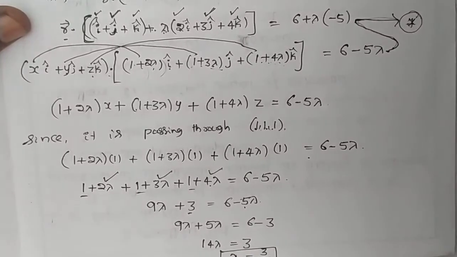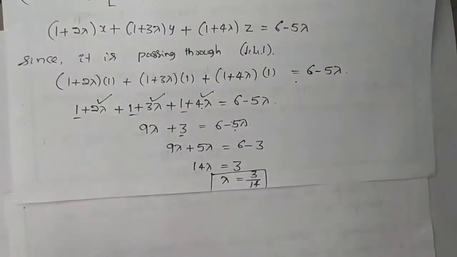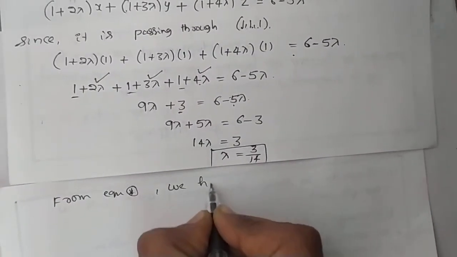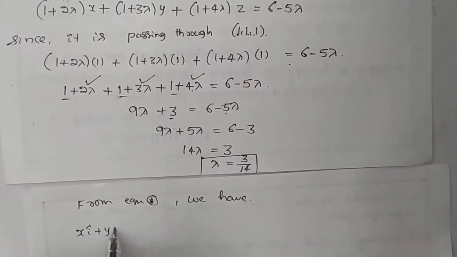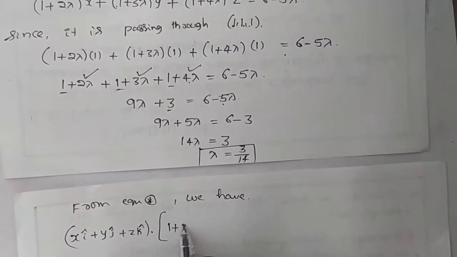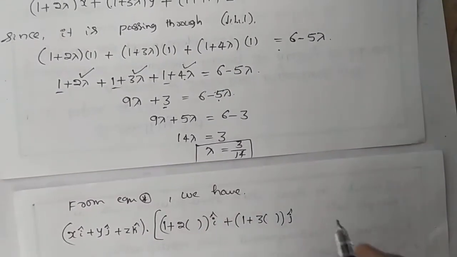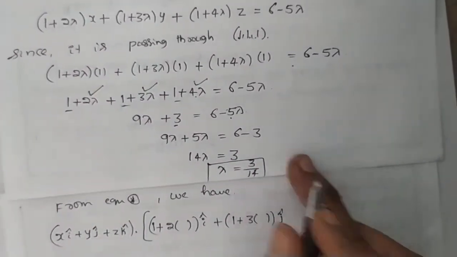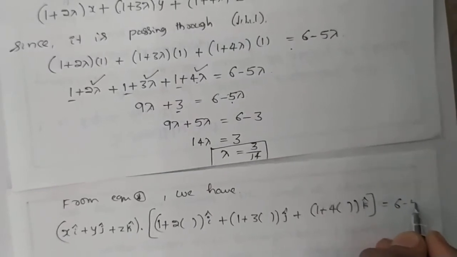From equation star we have, you just see the equation star: xi cap plus yj cap plus zk cap dot (1 plus 2 into lambda) into i cap plus (1 plus 3 into lambda) into j cap plus (1 plus 4 into lambda) into k cap equals 6 minus 5 into lambda.